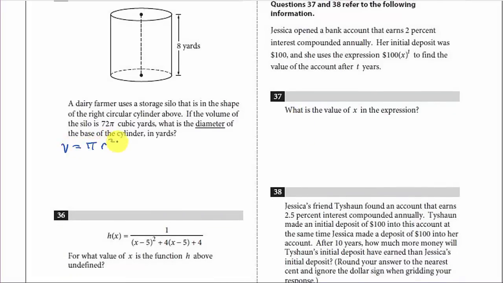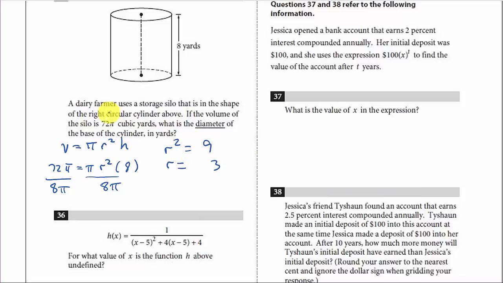So the volume is pi r squared times h. So let's just plug everything in. The volume is 72 pi, so 72 pi equals pi. And let's see, we know the height's 8, so that's r squared times 8. So to solve this, we'll divide everything by 8 pi. That's going to leave us with r squared equals 9. And so r is equal to plus or minus 3 when you solve, remember the square root property, but we're talking about a radius, so we know it's not going to be the negative, it's going to be the positive.